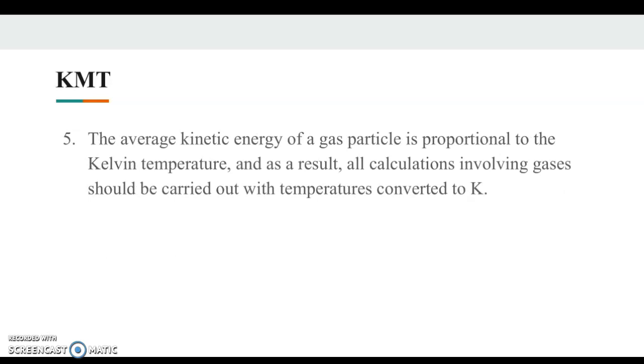Our fifth postulate is that the average kinetic energy of a gas particle is proportional to the Kelvin temperature. This means that all calculations involving gases have to be carried out in Kelvin. So if you are given information in degrees Celsius, you have to convert to Kelvin using K equals degrees Celsius plus 273. In addition to using Kelvin, it is beneficial for us because this means we don't end up getting negative volumes, which don't exist, and we don't get negative pressure or negative temperature values. So everything's going to be carried out in Kelvin, and normally your pressures are going to be carried out in atmospheres.